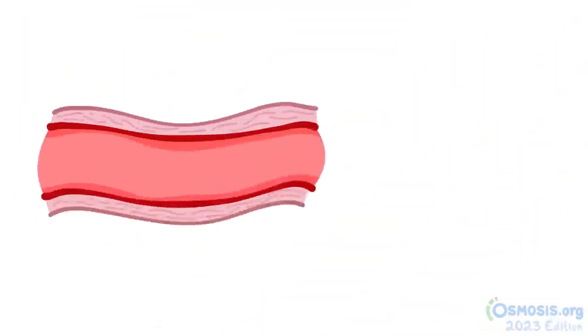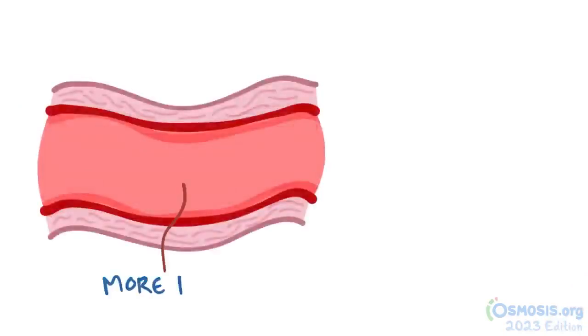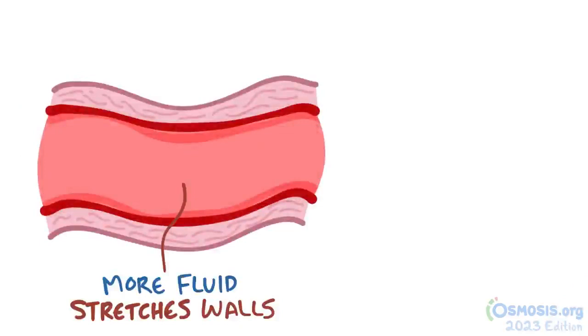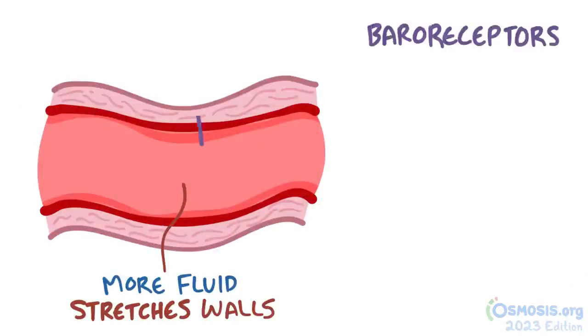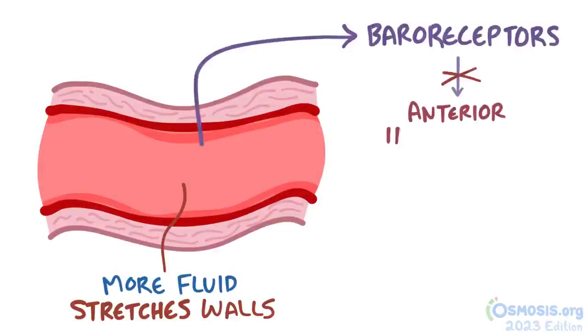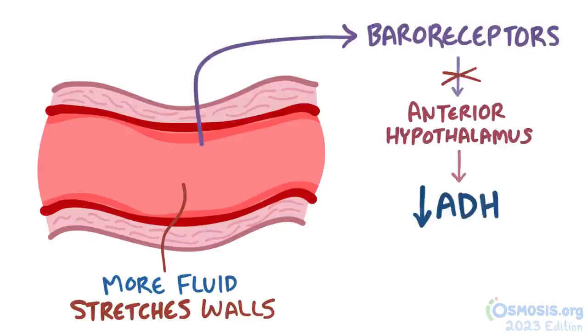A second thing that happens, which happens sort of at the same time as the first, is that increased amount of fluid increases plasma volume, which stretches the walls of the blood vessels. And baroreceptors sense that stretch and also cause the hypothalamus to stop ADH secretion.